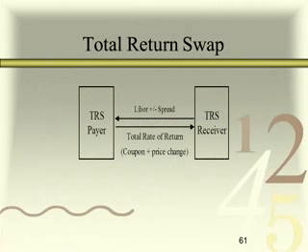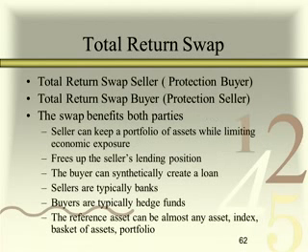So those are just between the receiver and the payer. They just get the return money. The one who holds the asset just gives the return to somebody else. They're just selling their return, swapping their return. The total return swap seller is the protection buyer. The total return swap buyer is the protection seller.